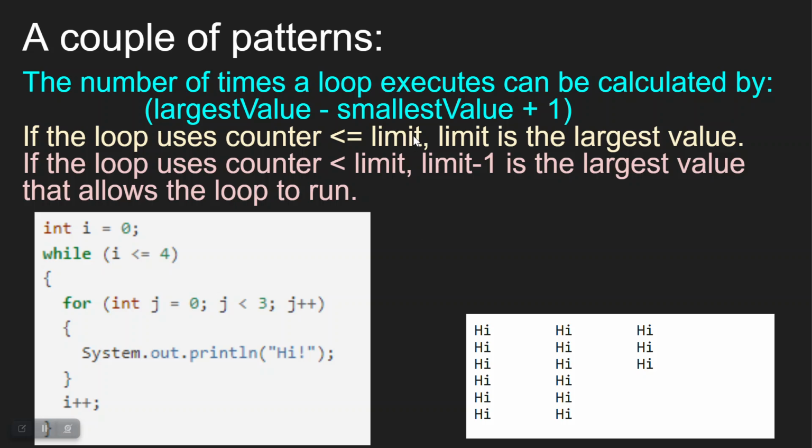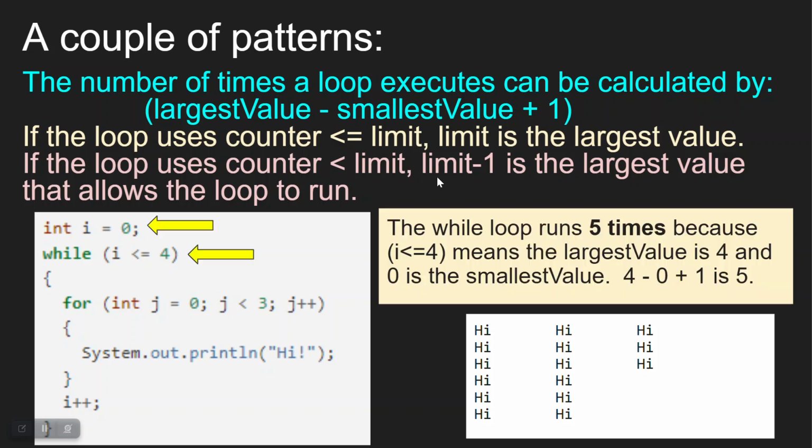First off, there's a shortcut. There's a little equation that you can use if you want to figure out how many times a loop is going to run. And that equation is: take the largest value, subtract the smallest value, and then add 1 to it. Now, if the loop uses "counter is less than or equal to the limit," then that means the limit, whatever number's right here, is the largest value. That's what you would put here. However, if the loop uses "counter is less than the limit," and it doesn't include the equal sign, that means limit minus 1 is going to be your largest value.